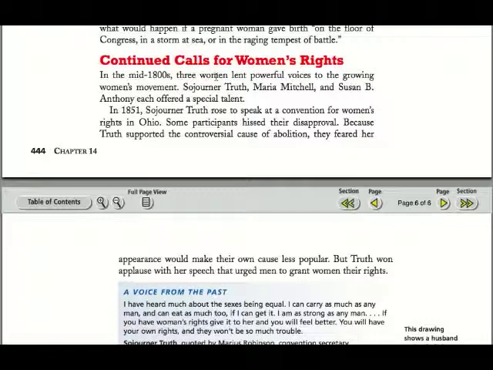Continued calls for women's rights. In the mid-1800s, three women lent powerful voices to the growing women's movement. Sojourner Truth, Maria Mitchell, and Susan B. Anthony each offered a special talent.